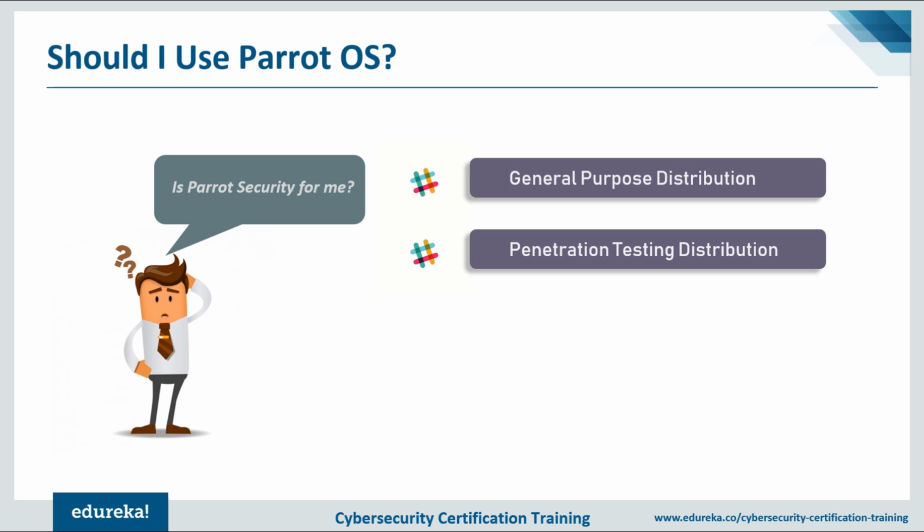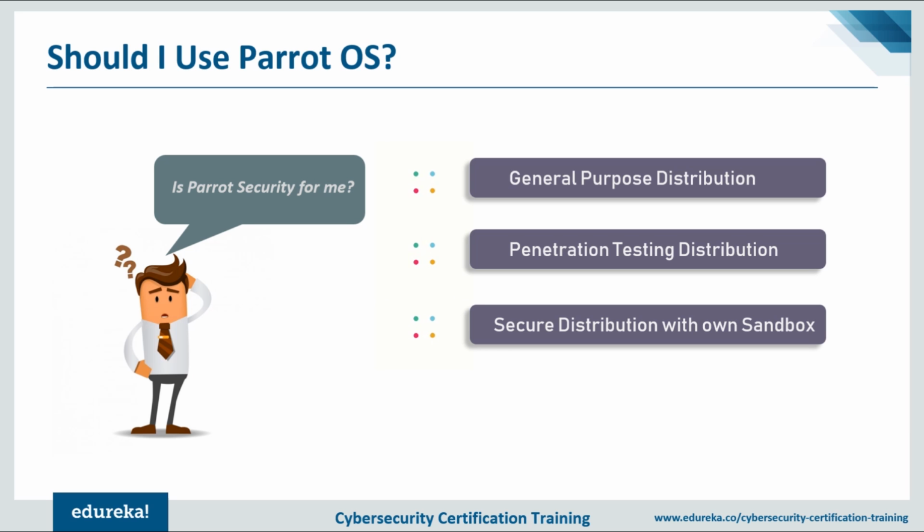It includes many basic programs for daily use, which other penetration testing distributions usually exclude. Parrot Security includes its own sandbox system. It provides a secure distribution. User applications in Parrot are protected to limit the damages in case the system is compromised at any time. So this way, no harm is caused.